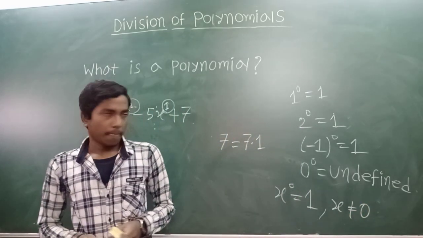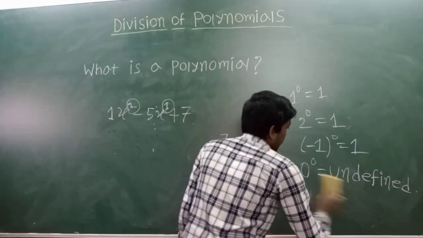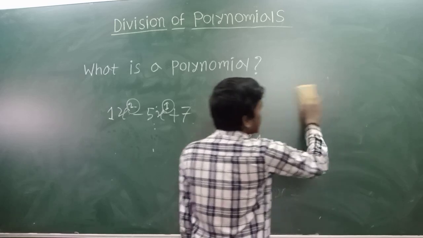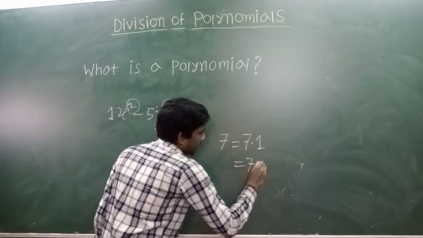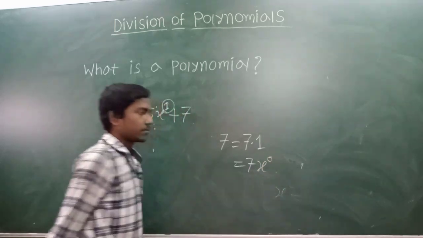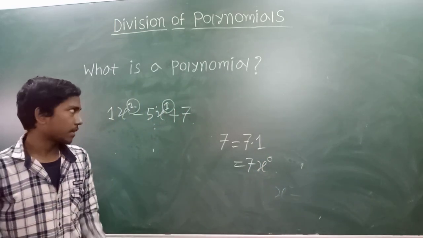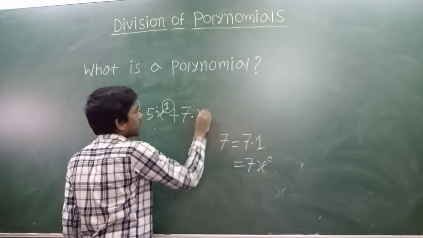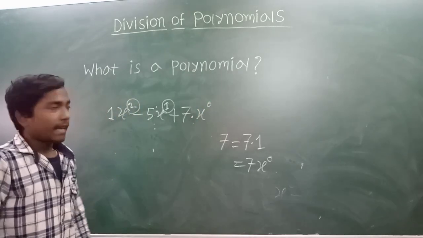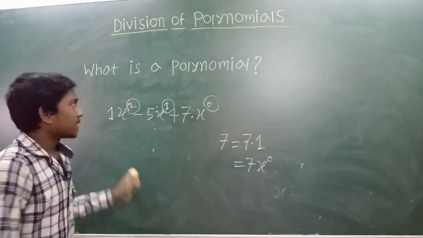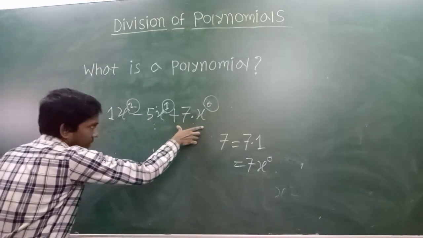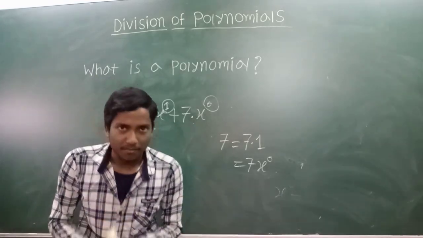You know about this. Now we can express 7 as 7 into 1, and instead of 1 we can write 7 into x to the power 0. Is it true? Okay. So here we can write 7 into x to the power 0. And 0, my dear students, 0 is a whole number. So thus this entire algebraic expression will be called a polynomial in x.